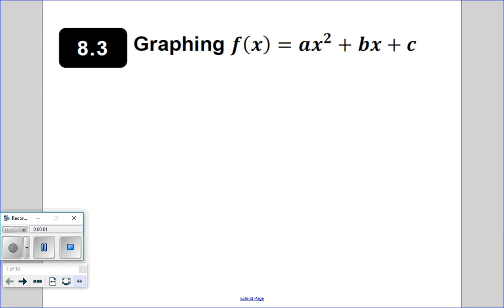Alrighty, so we're doing A3. We're graphing f of x equals ax squared plus bx plus c. So now we have the entire trinomial. And just note that this is our new introduction today, that bx term that we didn't have last week, right? And what impact does that b value make on our parabola?